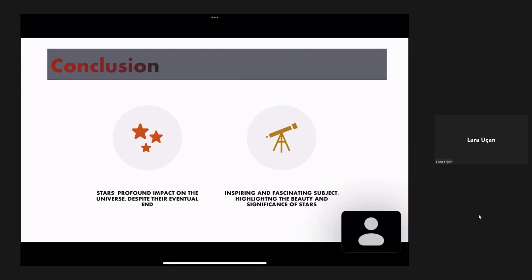In conclusion, the life cycles of stars and their contribution to the formation of elements make them a fascinating and inspiring subject to work on. Stars, like all great things, eventually come to an end, but their impact on the universe is actually far-reaching and essential.